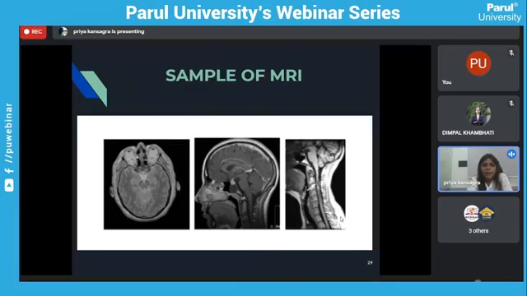As we can see, this is a sample of MRI. The first picture is the original, then we get that image segmented, and then we get a final image.